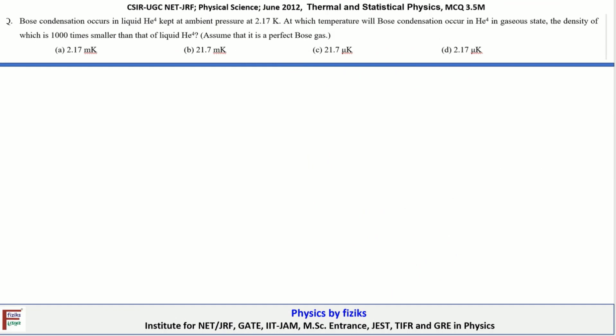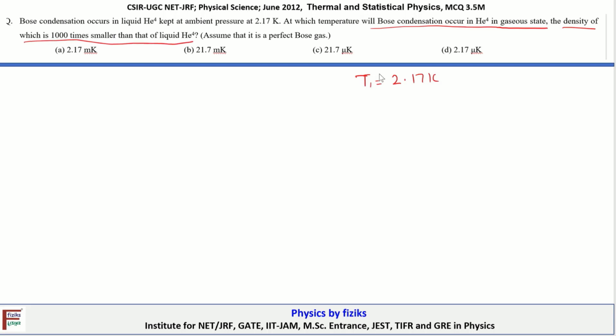Let's take a look at the next problem. It is related to the Bose-Einstein condensation temperature. The statement is: Bose condensation occurs in liquid helium-4, which is kept at ambient pressure, at 2.17 Kelvin. So we are given T1 equal to 2.17 Kelvin. At which temperature will Bose condensation occur if helium-4 is in a gaseous state, the density of which is 1000 times smaller than the liquid helium-4?